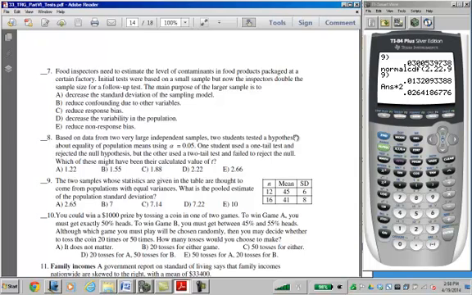Reduce non-response bias. We are taking contaminants from food products. I don't think we have to worry about the food products not responding to our tests. They don't have free will. They can't hang up their phone. They can't ignore you. These are objects which we have complete control over. The only possible correct answer is A, decrease the standard deviation of the sampling model. As n gets bigger, the standard deviation gets smaller.